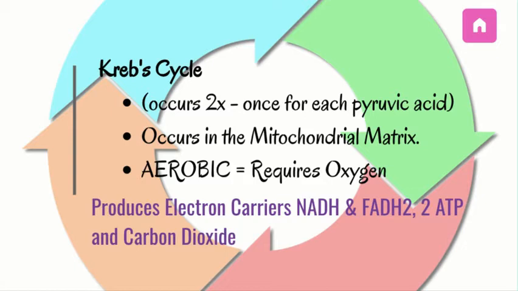So really, when we have a 6-carbon molecule being broken down into two 3-carbon molecules, now we have to break those 3-carbon molecules down into acetyl-CoAs. Those acetyl-CoAs then have to be broken down. This is going to occur in the mitochondrial matrix. This is aerobic, so it requires oxygen. Any type of anaerobic respiration cannot occur at all at this point because this step does require oxygen. It requires oxygen so we can produce electron carriers, NADH and FADH2, 2 ATP, and carbon dioxide.